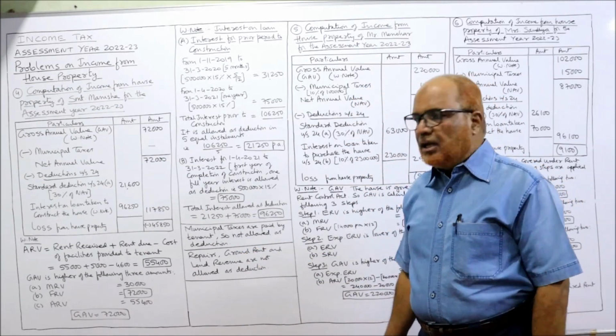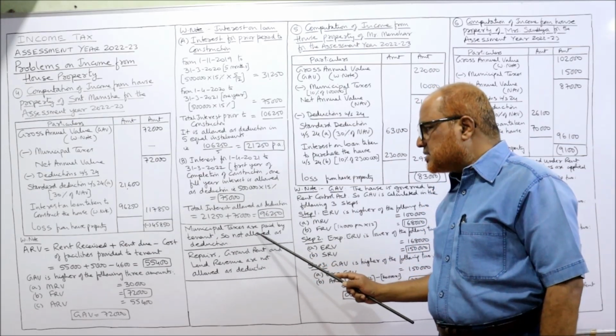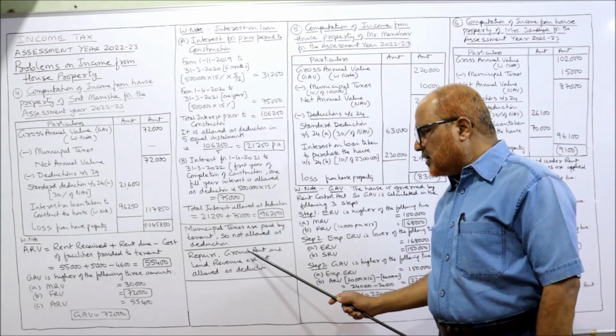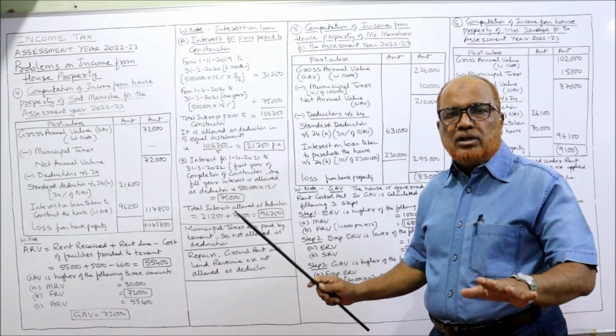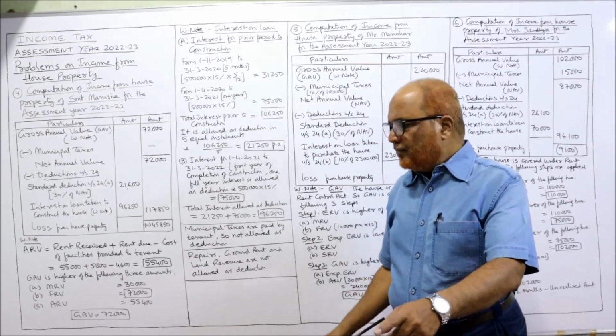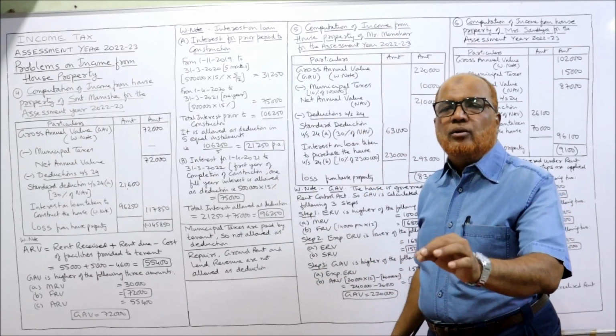That's it. In the working note, you should write that municipal taxes are paid by the tenant, so no deduction will be allowed. Repairs, ground rent, land revenue are not allowed as deduction. Only 2 deductions are allowed. Finished. So whatever is given in the problem, simply write a note: not allowed.